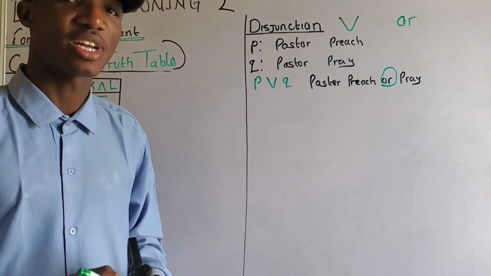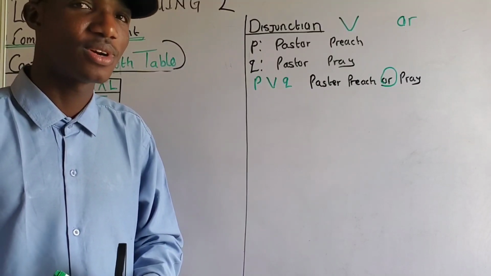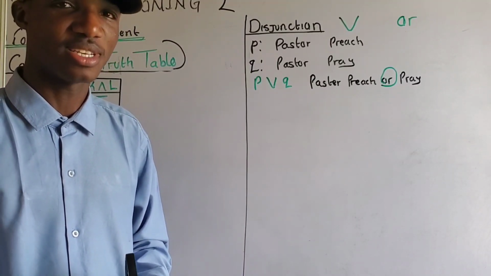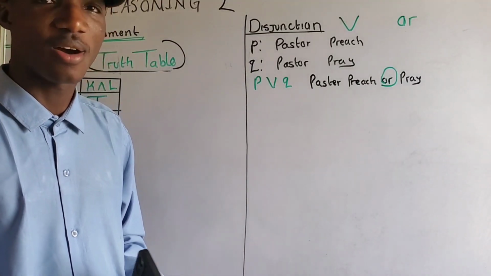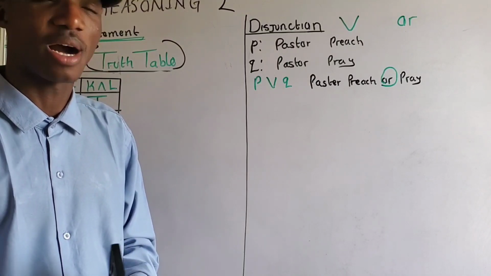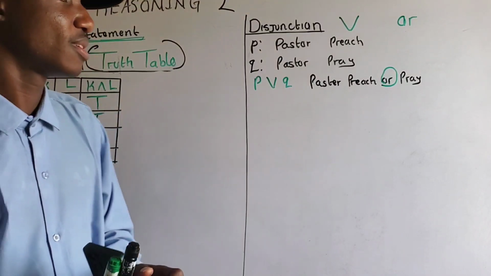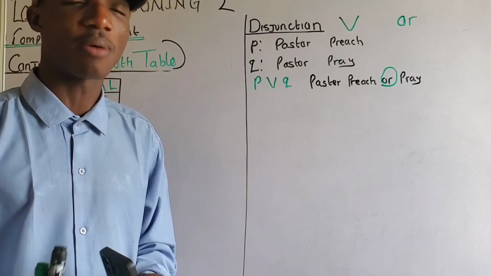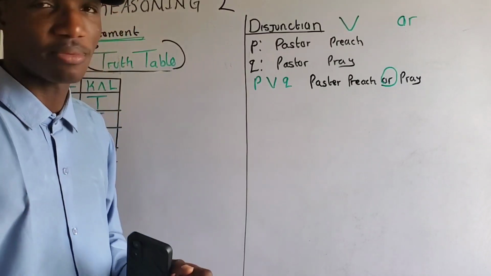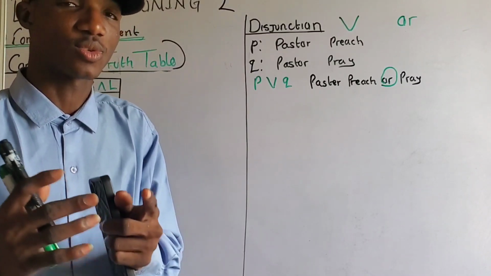In disjunction, you can have inclusive and exclusive. Are you getting it? You can have inclusive and exclusive. I'm going to explain, just pay attention. When I give another example, I'm going to explain what I mean by inclusive disjunction and exclusive disjunction.